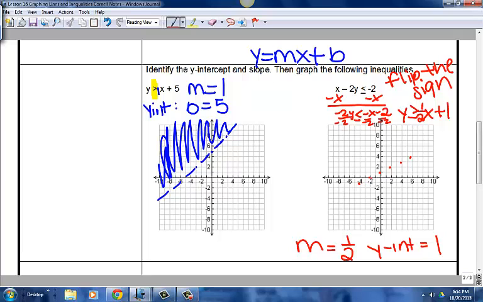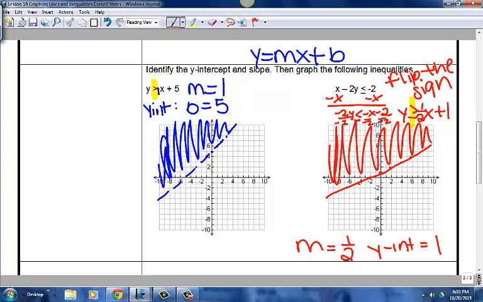So this inequality has a greater than or equal to sign. So that means I'm going to use a solid line. So it says that y is greater than or equal to my 1/2 x plus 1. So all my y values greater than this line are going to be everything above my line. So I just shade everything above the line. That's all you have to do.